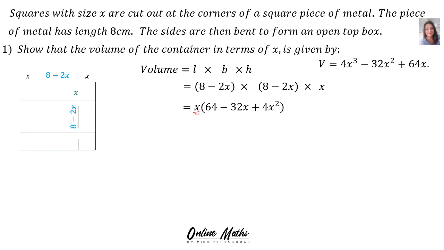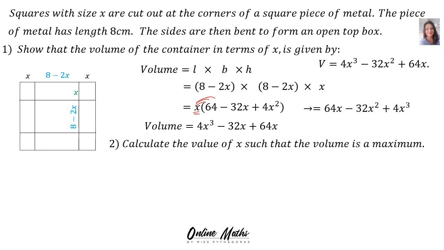Then the next step I will multiply in the x, and I end with 64x minus 32x squared plus 4x cubed. And then in the last step I wrote the terms in a proper descending order. So there's your formula for volume.